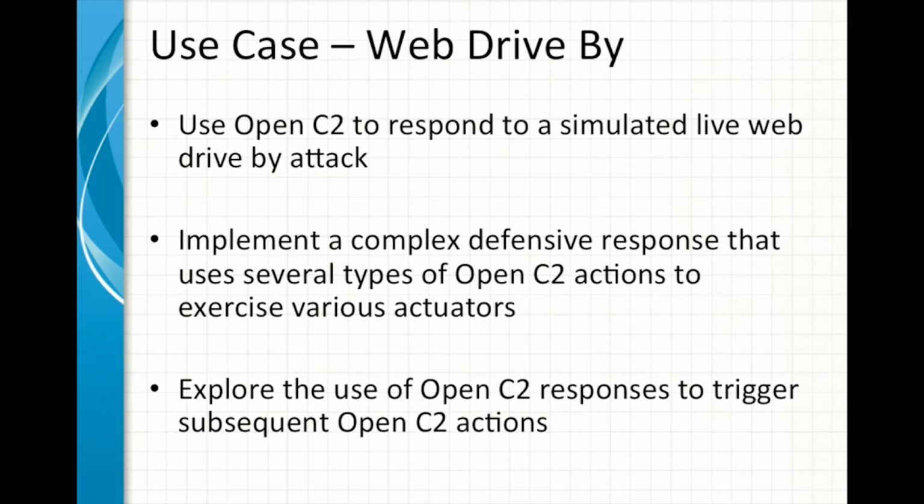Furthermore, this use case explores chaining OpenC2 actions by using the response from one action to trigger additional OpenC2 actions. Although we realize that not all organizations are comfortable with automation, this scenario provides a proof of concept of how OpenC2 can be used to automate cyber defense. This use case was developed using the 0.5 draft specification of the OpenC2 language.